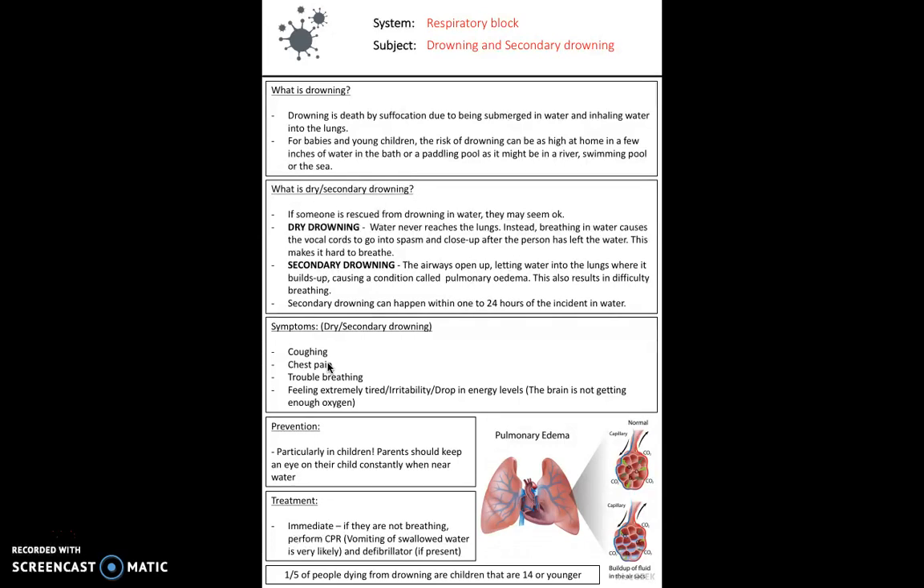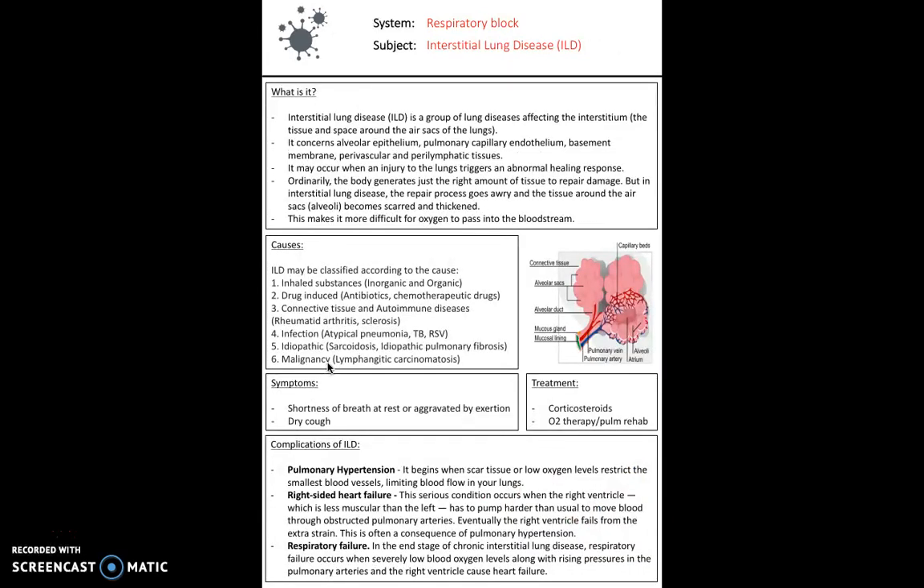So really, prevention is keeping an eye on your children, because young children can drown in really minimal amounts of water. Lastly, to cover is interstitial lung disease. So this again is a group of lung diseases which affect the interstitium. So this is the tissue and the space around the air sacs of the lungs. So it concerns the alveolar epithelium, the pulmonary capillary endothelium, the basement membrane, perivascular and perilymphatic tissue. So basically all that tissue which is associated with the alveoli.